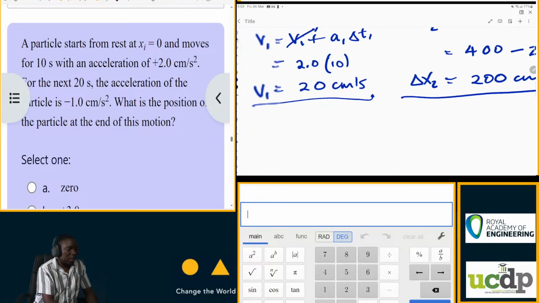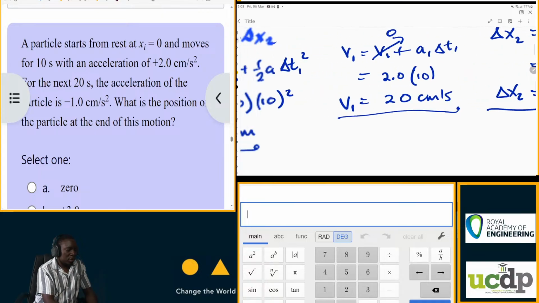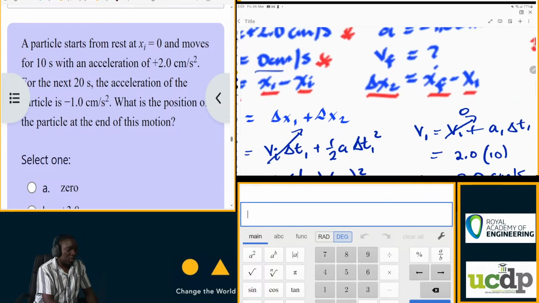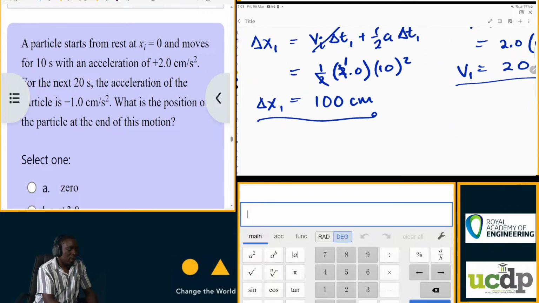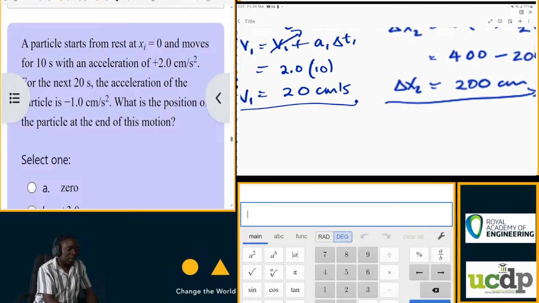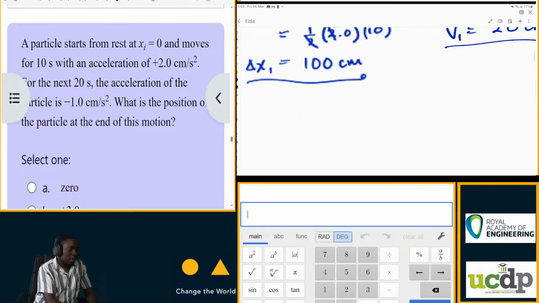We have minus 200. So this gives us 200 centimeters for delta x2. So what did we say about delta x1 and delta x2? Delta x1, delta x2, you sum them together, they give you the final position. So that's 100 plus 200 centimeters.